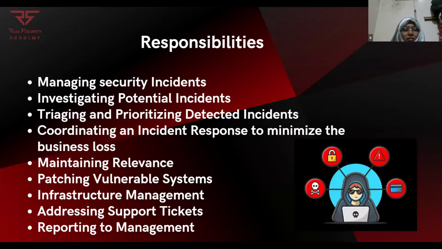And then maintaining the relevance and patching vulnerable systems. Now, why patching vulnerable systems? This comes as a role in endpoint detection.